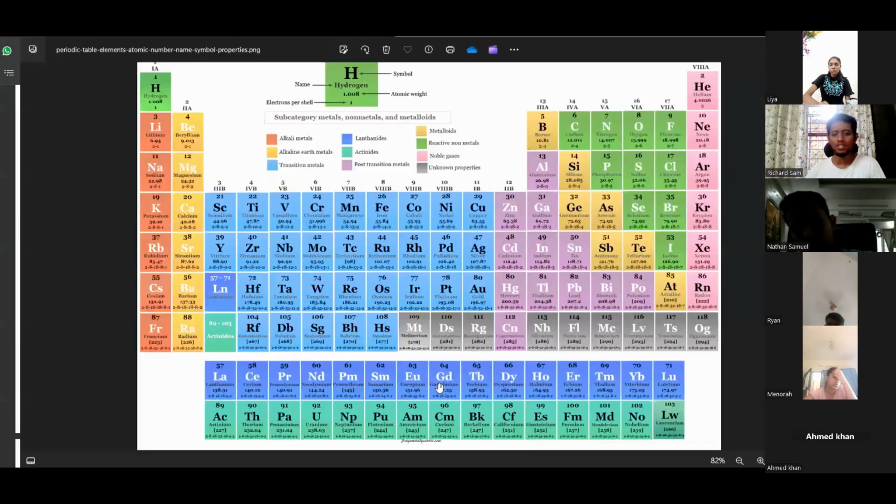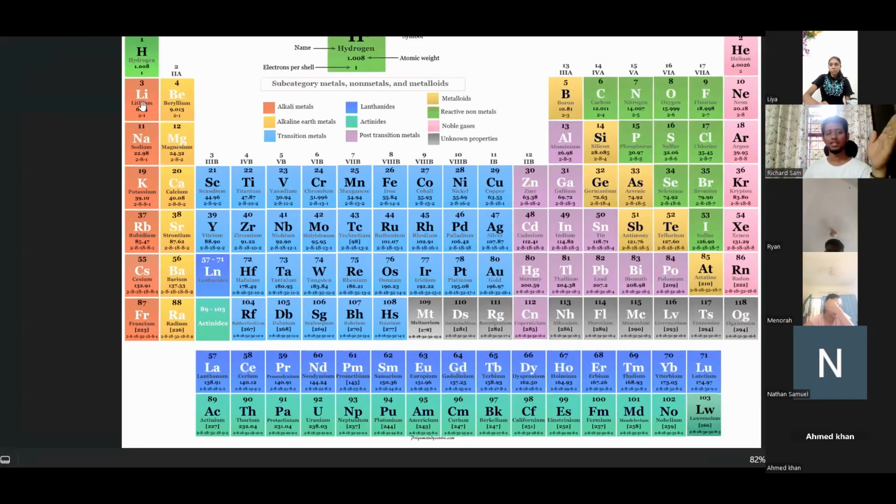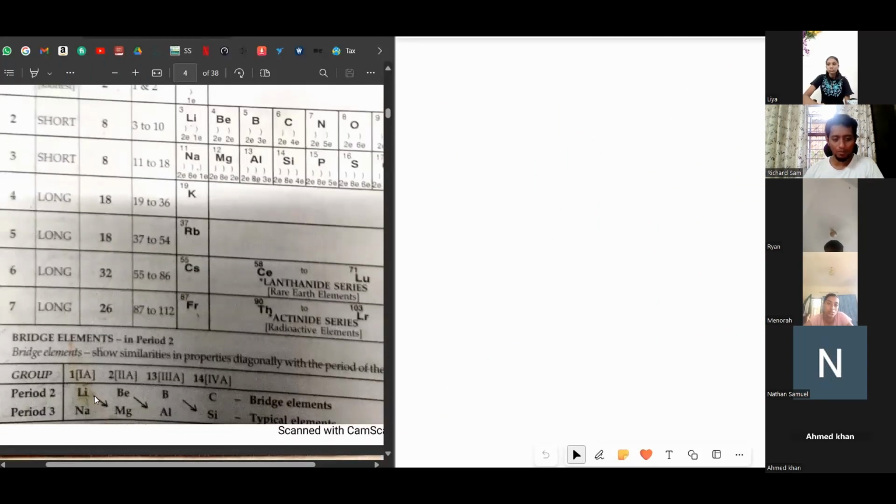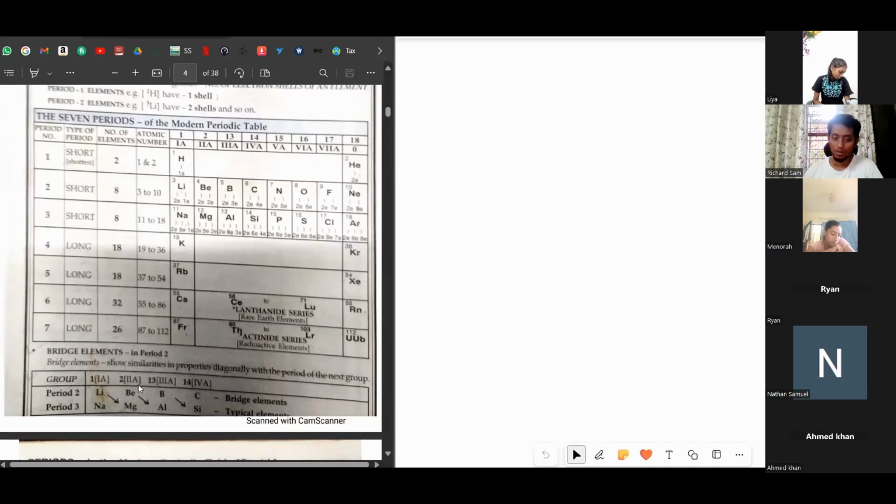Now, normally the properties are similar as you go down the group. Like lithium, sodium, potassium, rubidium, they will all have similar properties, right? But in some cases, the similar properties are diagonally. For example, lithium and magnesium have some similar properties. What is right below lithium is sodium, but you see some similar properties between lithium and magnesium. Similarly, between beryllium and aluminum, boron and silicon. So like this, there are some diagonal similar properties.